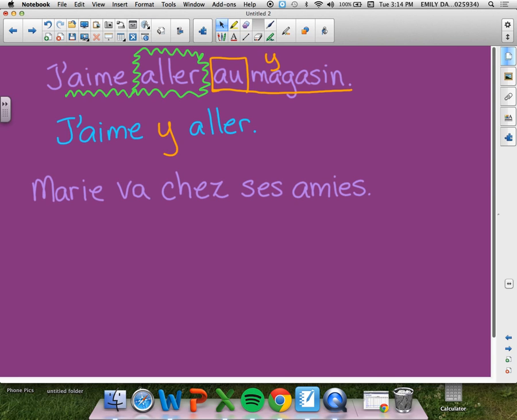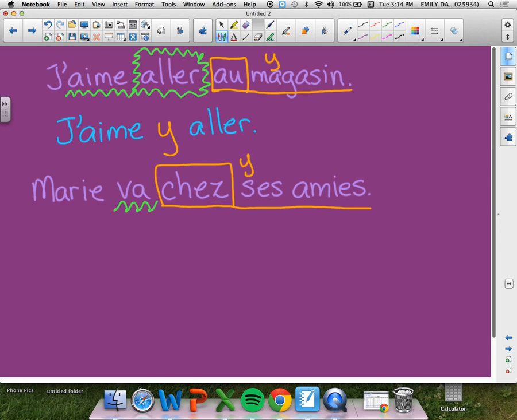Marie va chez ses amis. So I see an indicator word, I see my chez, and I see that it's followed by people. So there's my indicator word. That's going to indicate our pronoun y. All right? And then I've got to find my verb. Va is my verb. I don't have any infinitives in this sentence.